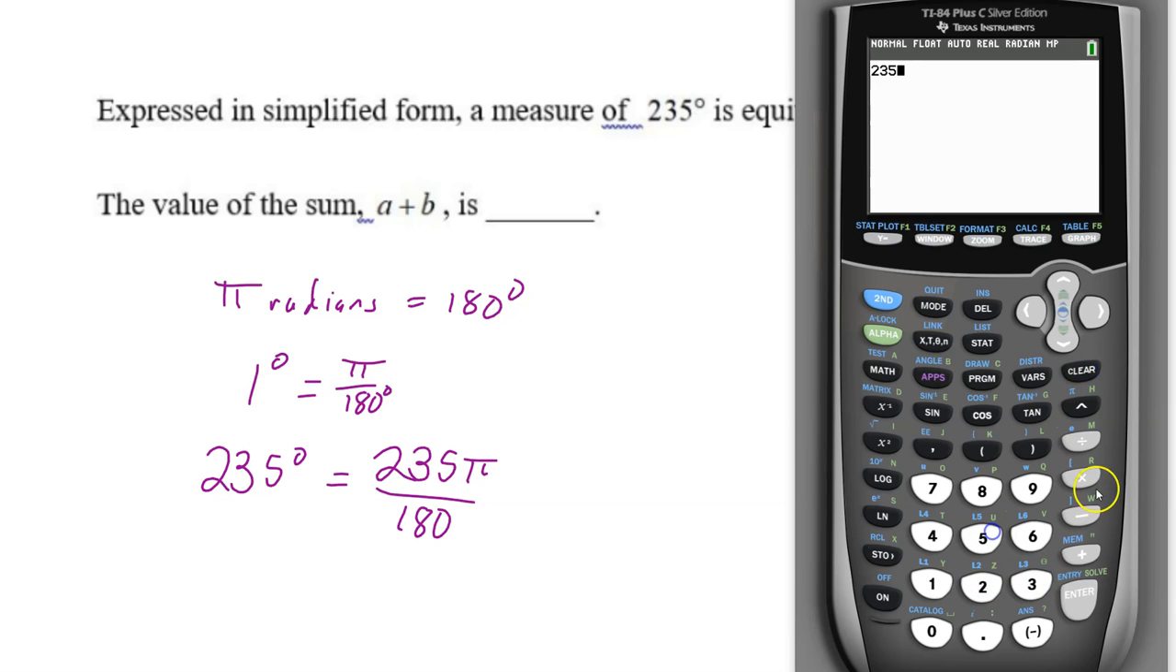And the quickest way to get that, bring my calculator back up, is to go 235 divided by 180 and convert that to a fraction. So math, and then enter, and then enter. We get 47 pi over 36. So there's A and B. So 47 plus 36 is 83.